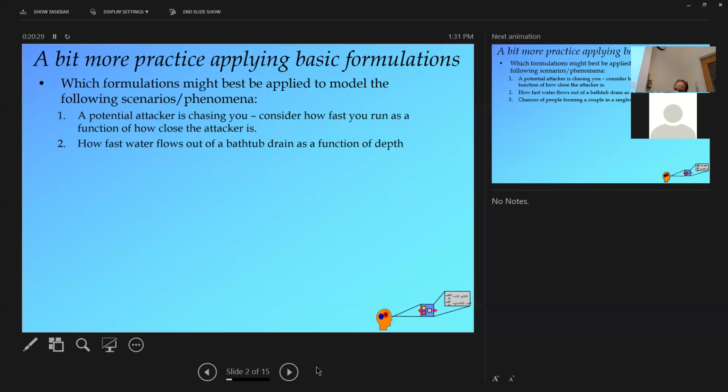So think through the suite of different basic formulations and which one is going to be the best model of how fast water flows out of a bathtub as a function of depth of water in the bathtub. All right, anyone want to throw out a thought on this one?